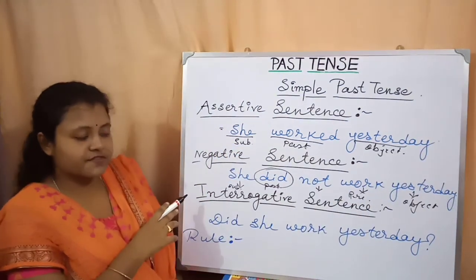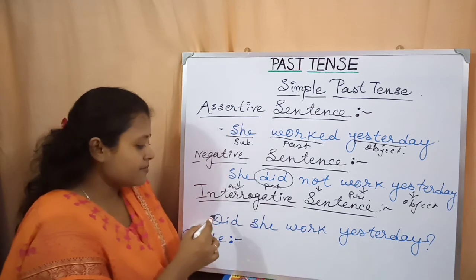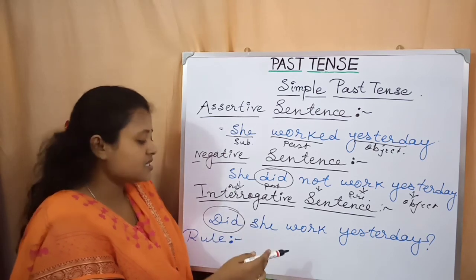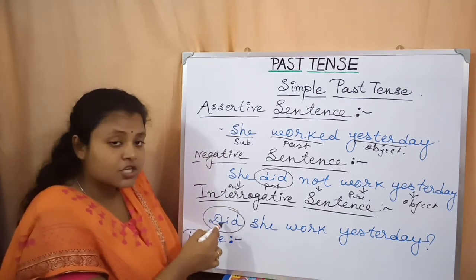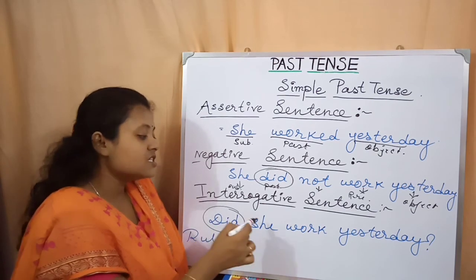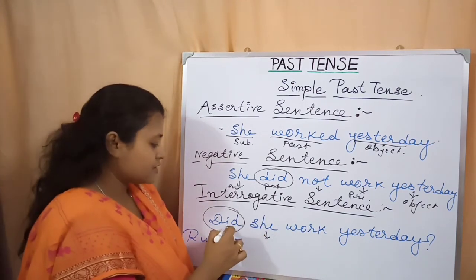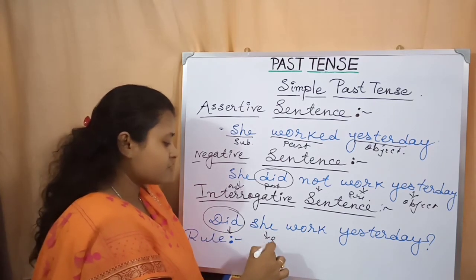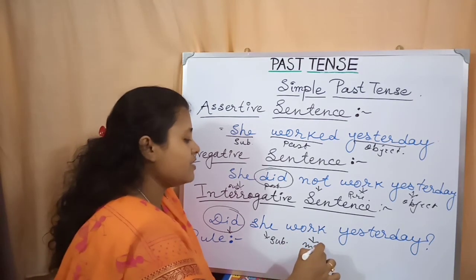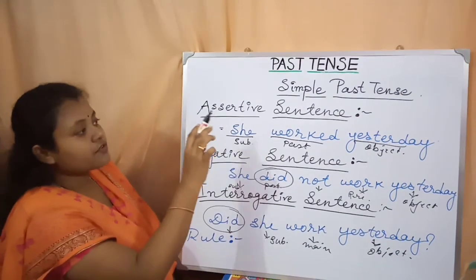Now come to the interrogative sentence in simple past tense. Did she work yesterday? Here I have started the sentence with did, because in writing an interrogative sentence you have to write the auxiliary verb. At first you have to start the sentence with an auxiliary verb. So here, did she work? After the verb, this is the auxiliary verb. After that you have to write the subject, then the main verb, after that the object.